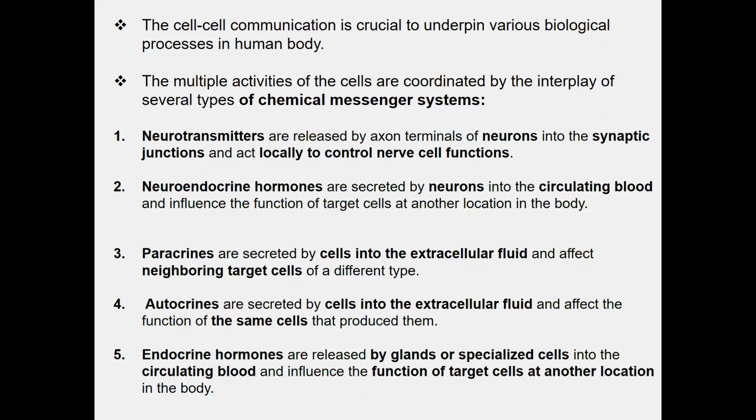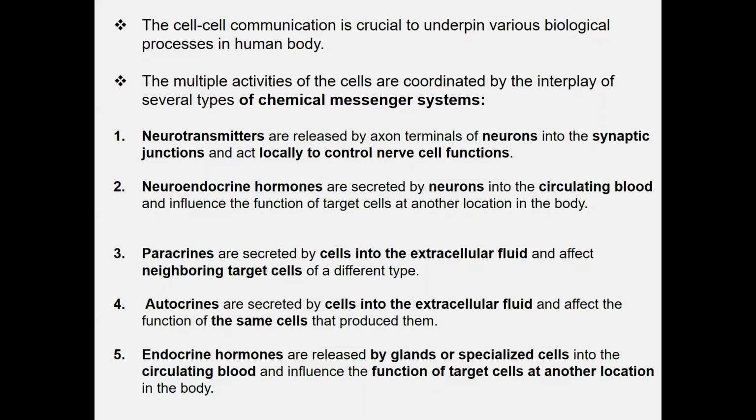Now, the neuroendocrine hormones are a specific type of hormones secreted by neurons into the blood in order to affect the function of distant cells, like, for example, the hypothalamic hormones. The third way the cells communicate with each other is by the use of paracrines. Paracrines are messengers or chemicals secreted by the cells into the extracellular fluid in order to affect the function of a nearby cell. On the other hand, the autocrines are chemicals secreted by the cell to affect the function of the same cell that secretes these autocrines.